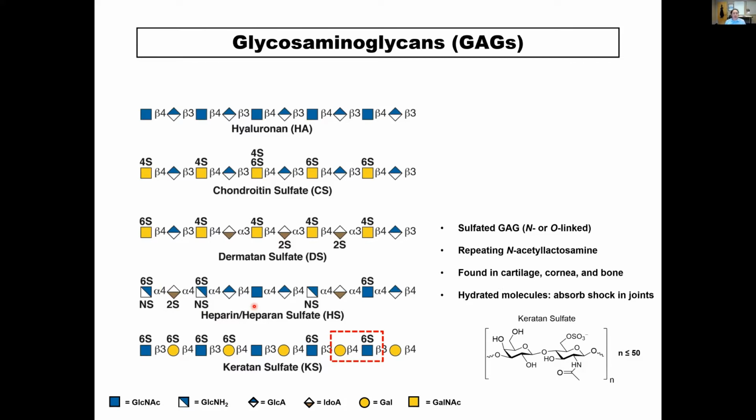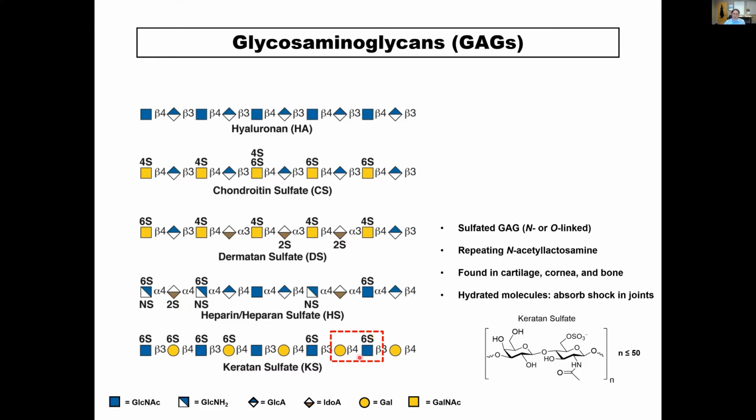And in the final class, we'll talk about keratan sulfate, or KS. So this is also a sulfated GAG, but unique to this class of GAGs is that this glycosaminoglycan can be attached to an asparagine or a threonine serine residue on its core proteoglycan protein. And this GAG is mainly made up of repeating N-acetyllactosamine residues. So we have a galactose as well as an N-acetylglucosamine that can be sulfated at the 6th position.